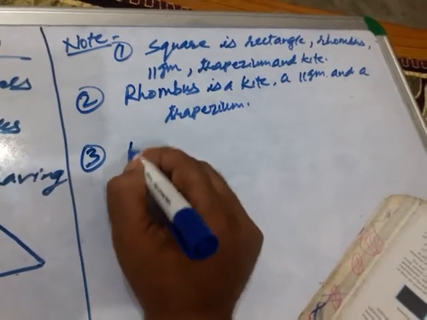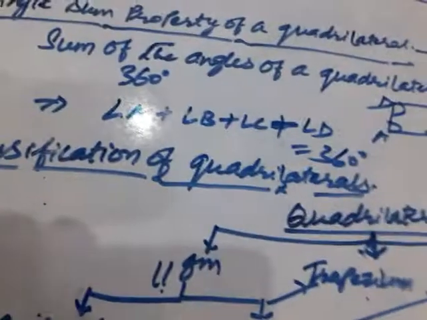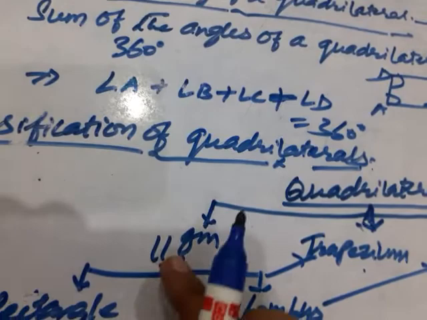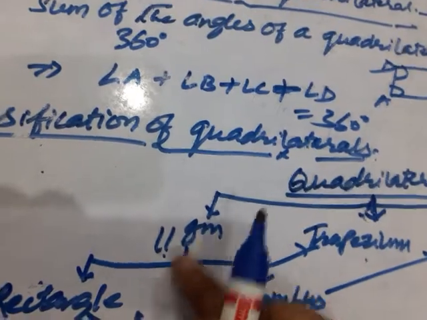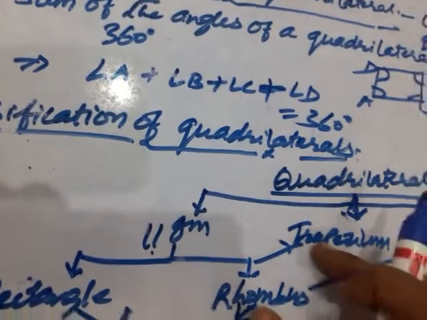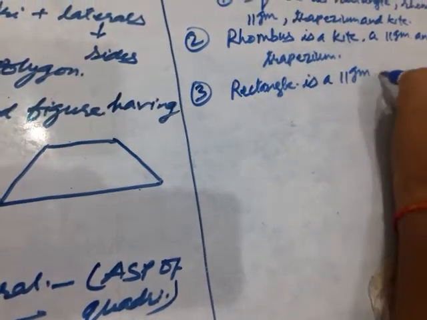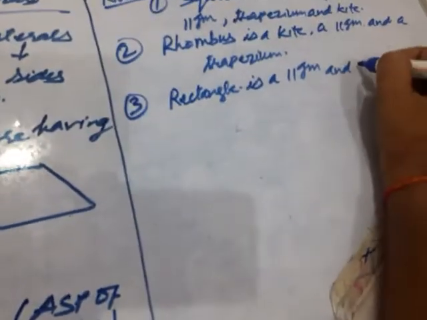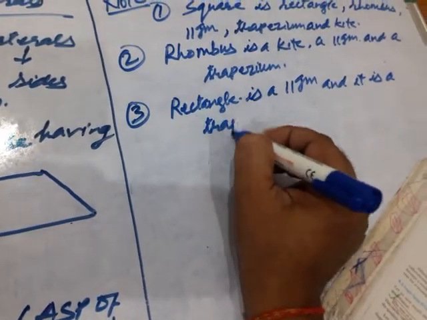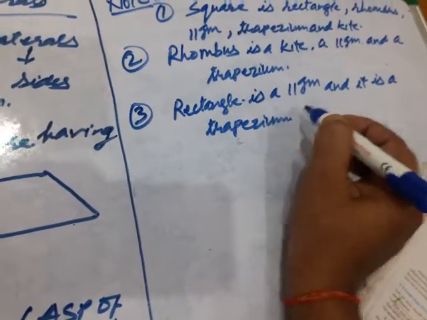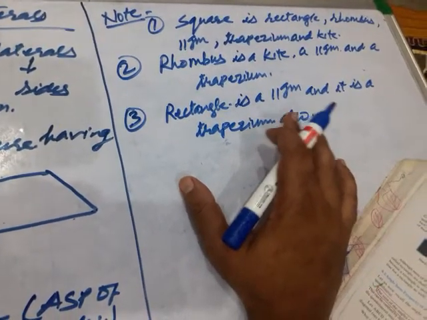That is rectangle. See this tree here. Rectangle is a parallelogram, children. Rectangle is a parallelogram and trapezium. Rectangle is a parallelogram and it is a trapezium also. Okay, children, rectangle is a parallelogram because opposite sides are equal.